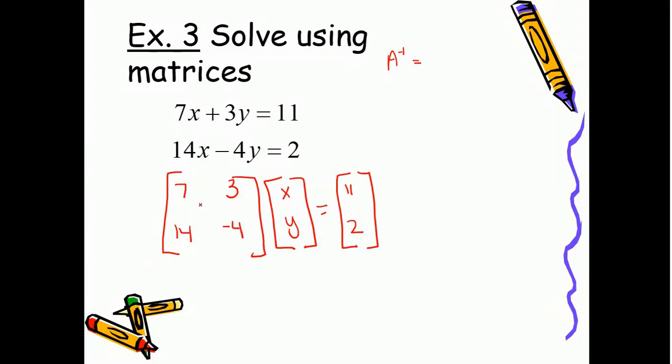So let's find the determinant, right? So 7 times -4 is a -28 minus 14 times 3, which is 42.